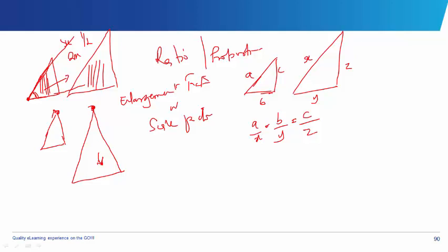Okay, now let's take some examples to understand these concepts better. We have this triangle drawn this way.